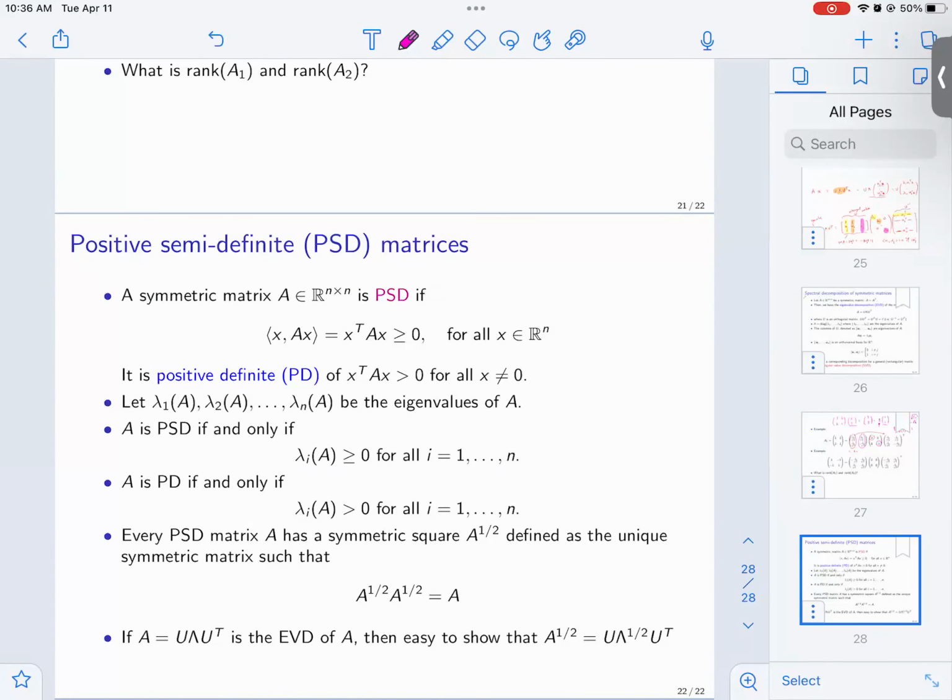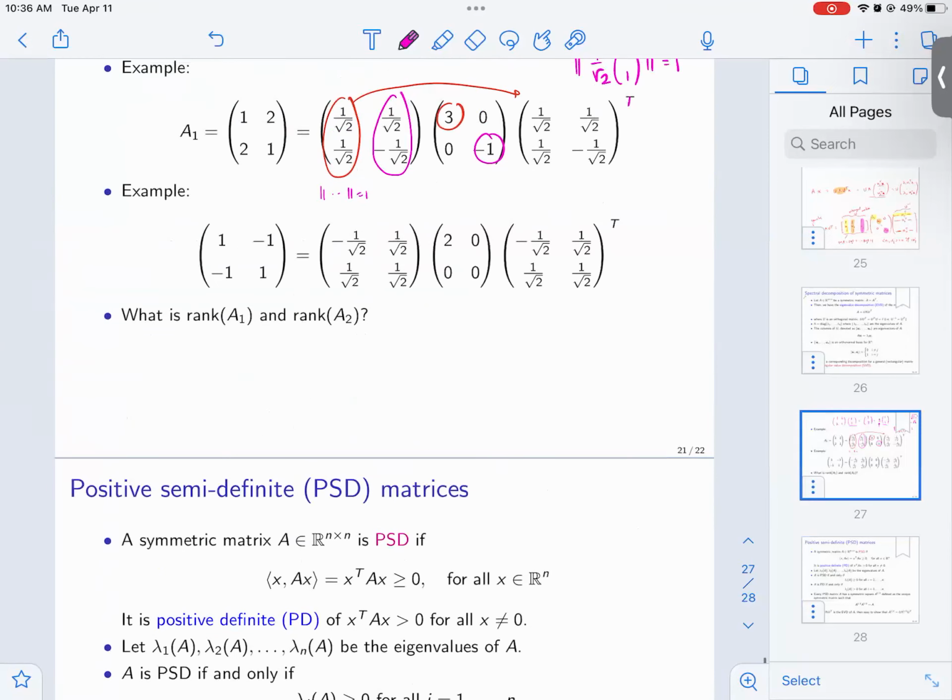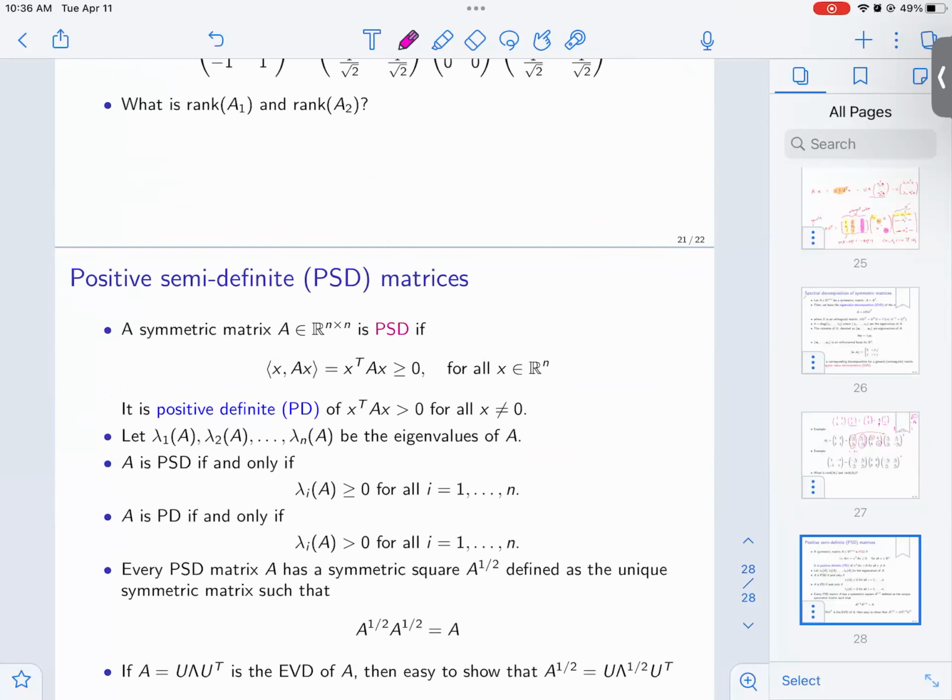Okay, one more thing. There's a special class of symmetric matrices called positive semidefinite matrices. How many people have seen positive semidefinite matrices? Okay, so these are within the class of symmetric matrices. A symmetric matrix is called positive semidefinite if the inner product of x with Ax is non-negative. Ax is the transformation of x.